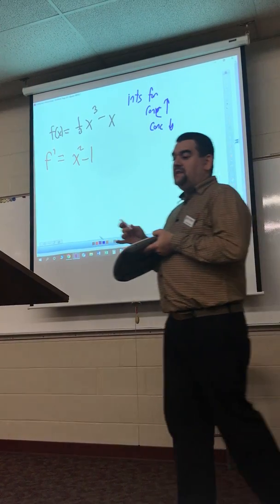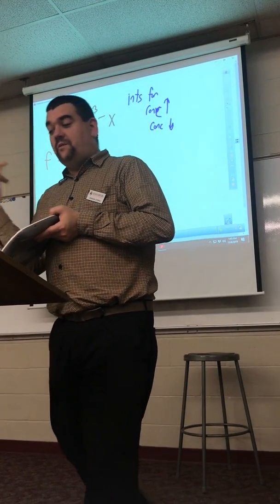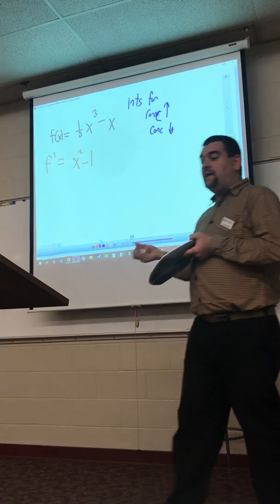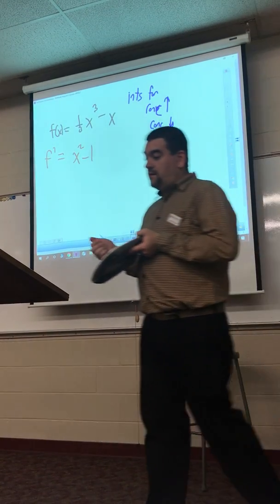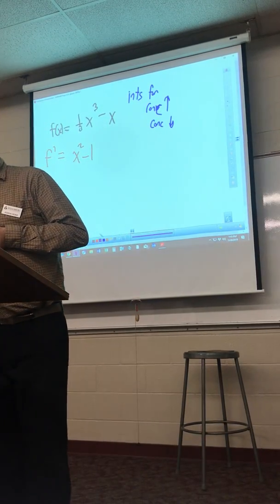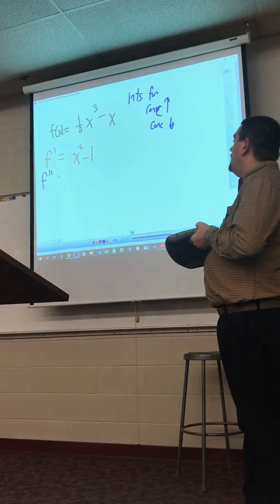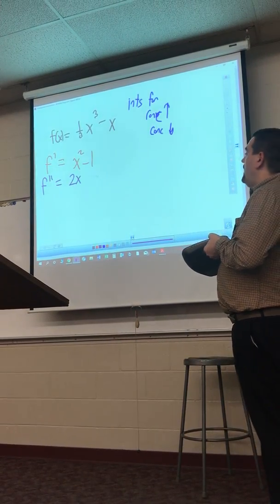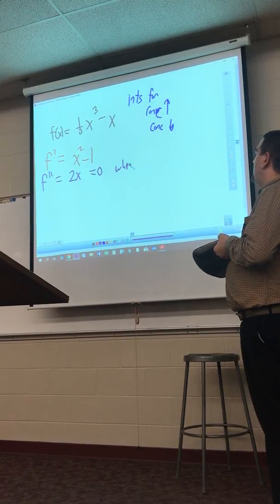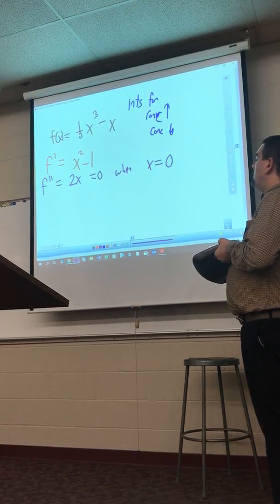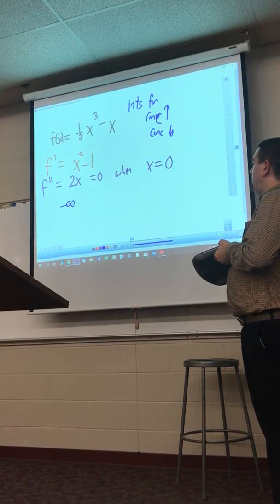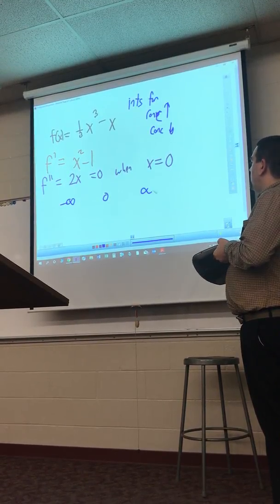Now, instead of finding the critical numbers of the first derivative, we're going to find the critical numbers of the second derivative, right? And so what do we have here? The second derivative, f double prime, equals 0 only when x is 0. So do we have only one critical number? So now negative infinity to 0, 0 to infinity.